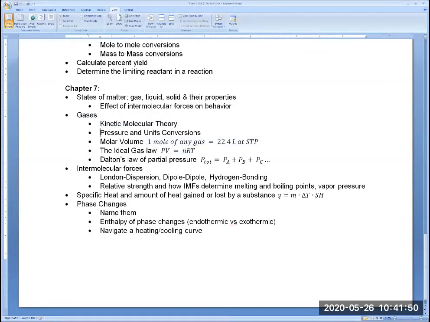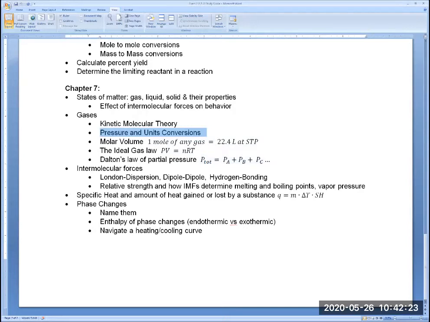You need to be able to change pressure from one unit to another, and then use all these gas laws: the molar volume, which says 1 mole of any gas is 22.4 liters at STP; the ideal gas law, PV equals nRT; and Dalton's law of partial pressure. The total pressure of a mixture is equal to the sum of the partial pressures of each gas in there.